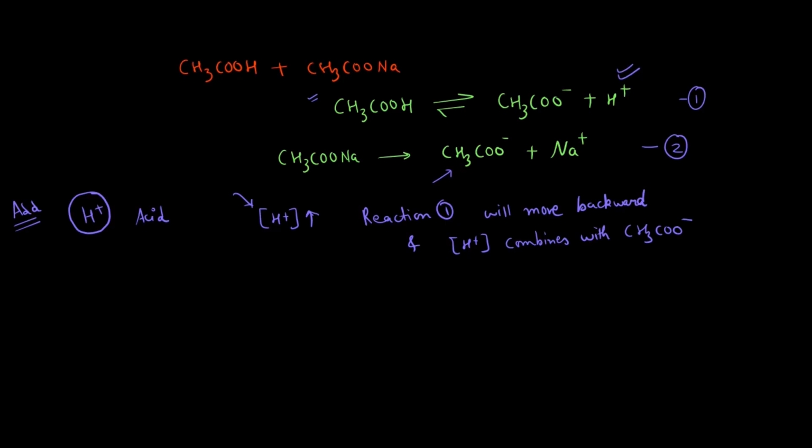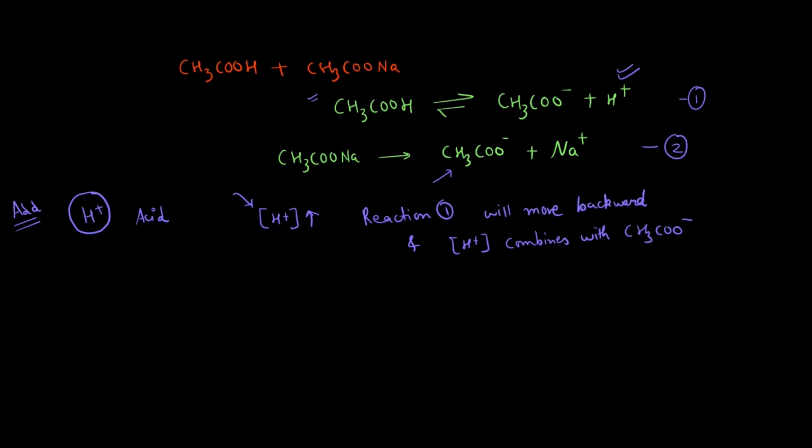And where will this acetate ion come from? Acetate ion will come from equation number 2, because equation number 2 is giving us acetate ion. So you keep on adding H plus ion, and this acetate ion from equation number 2 will react with H plus ion and form acetic acid. So H plus ions will keep on being consumed and the pH of the solution remains the same.